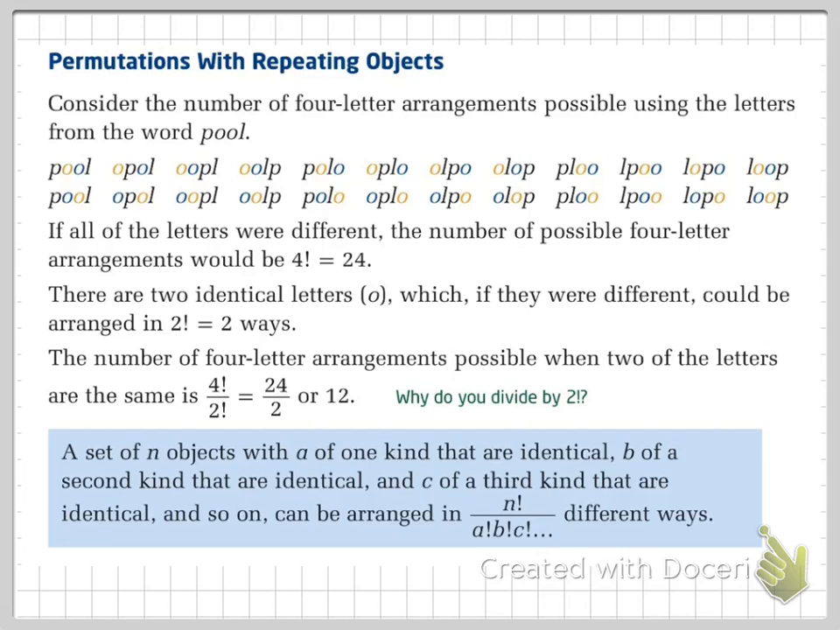So the set of n objects with A of one kind that are identical, B of a second kind that are identical, and C of a third kind that are identical, and so on, can be arranged in n factorial divided by A factorial times B factorial times C factorial different ways.